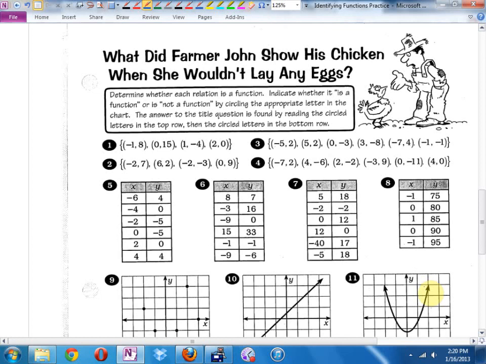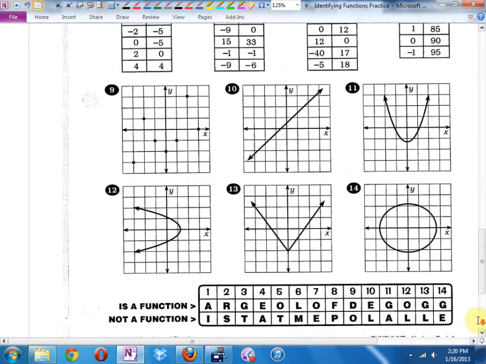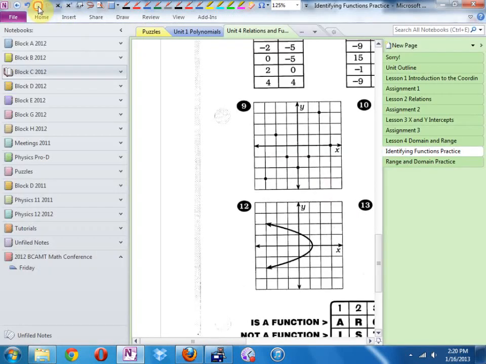You got 20 minutes, and you know what? You need to finish the homework from last day, I suspect. That's also what you can do in the next 20 minutes. Vertical line test, what is a function? There it is.